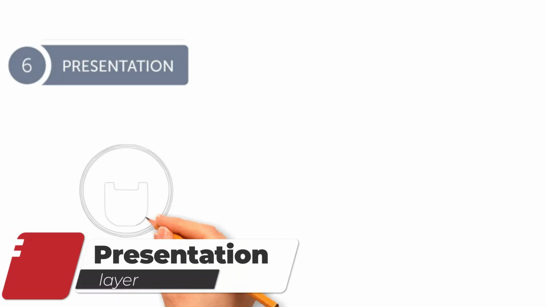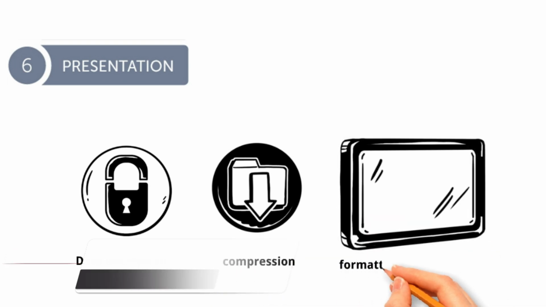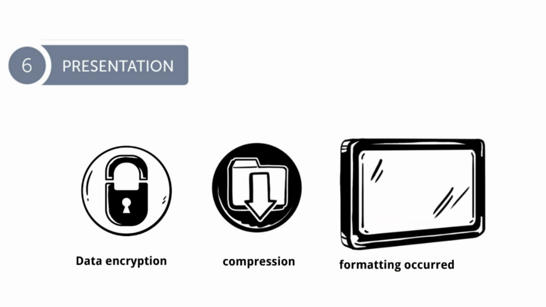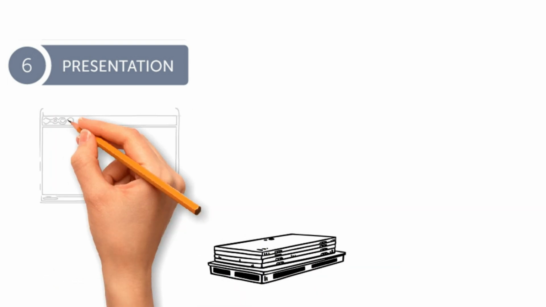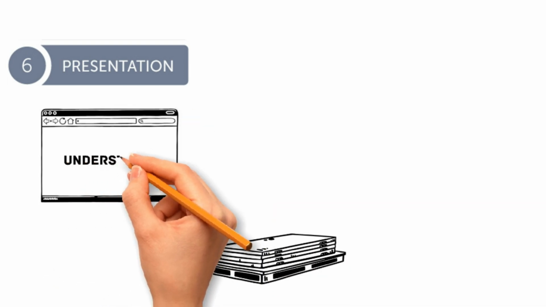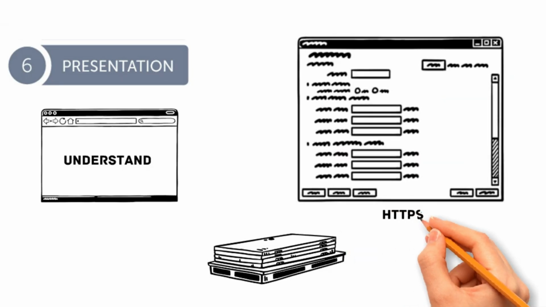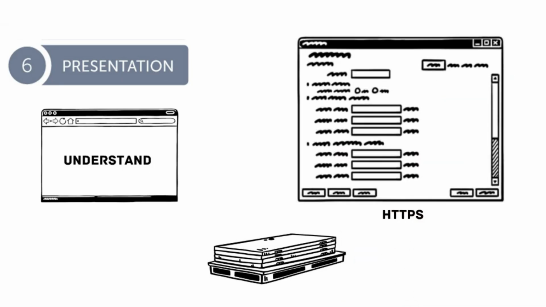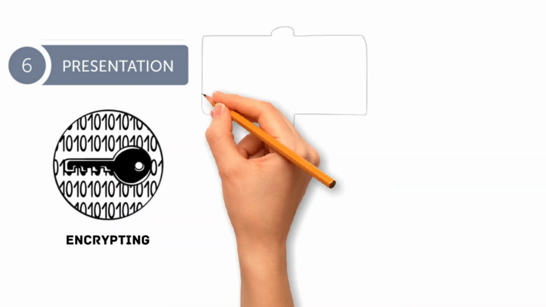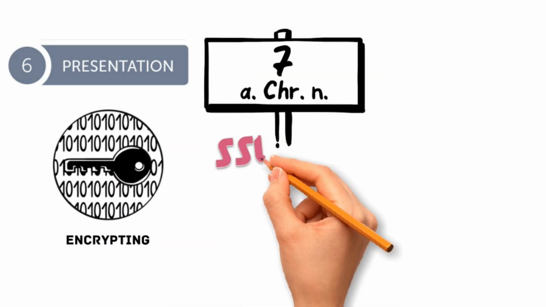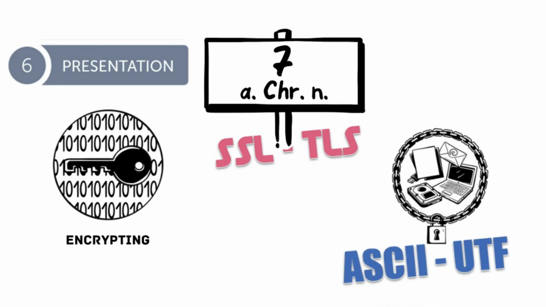And if he would like to access the database again, he will re-establish the session. Layer 6 or presentation layer is responsible for data encryption, compression, and formatting. This layer is responsible for translating data into a format the application layer can understand. For example, when you visit a secure website or HTTPS, the presentation layer encrypts your data using SSL or TLS methods and compresses data using ASCII or UTF before sending it over the internet.